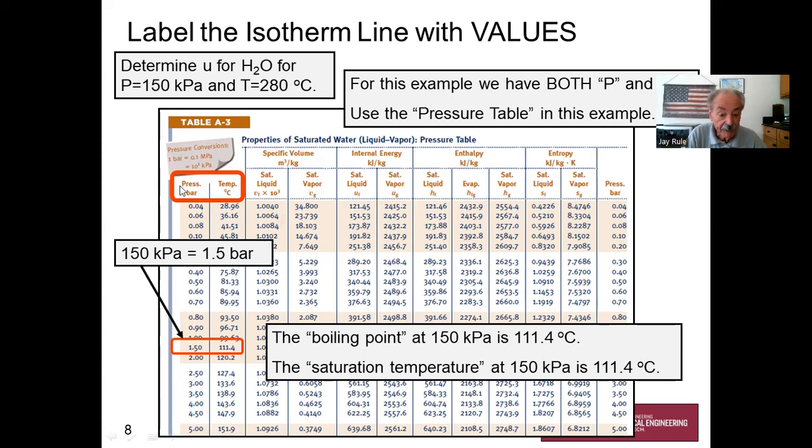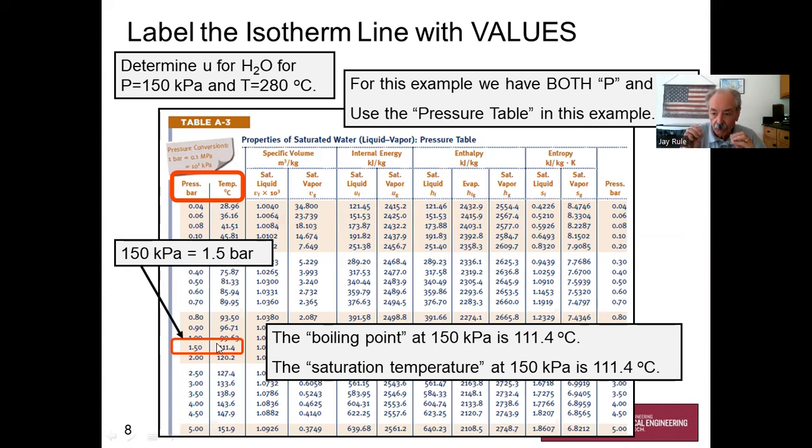Now let's look at our column headings, pressure and temperature. The temperature, the second column, is the boiling point, also known as the saturation temperature for each of these pressures. Let's circle where we're at. 150 kPa is 1.5 bars. You got to remember that. 100 kPa is 1 bar. So we're at 1.5 bars. We need to look for a number here. The boiling point for 150 kPa is 111.4 degrees C.